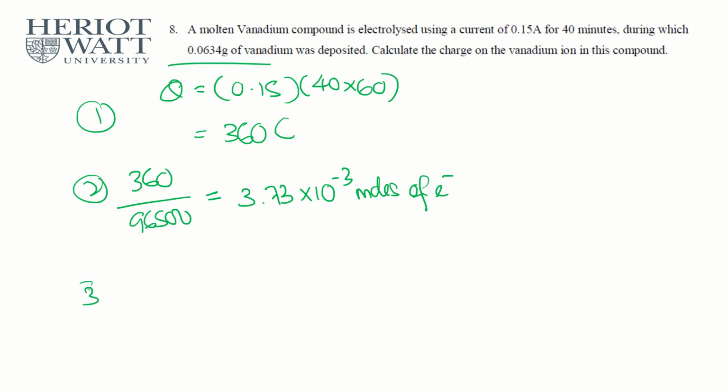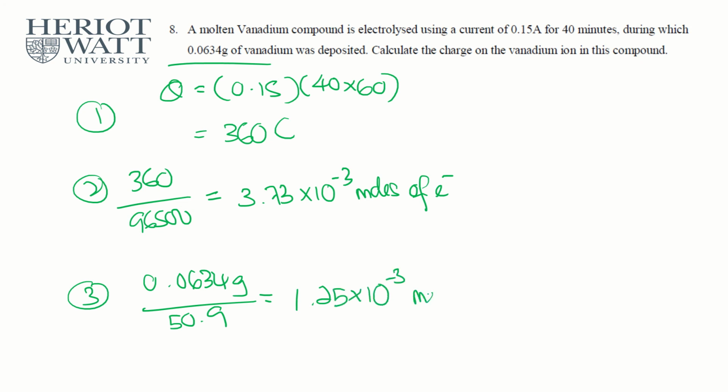Calculate the mole. 0.0634. We need to know the mole of vanadium: grams divided by the molar mass of vanadium, which is 50.9. Okay, and you will get the mole of vanadium: 0.0634 divided by 50.9. You get 1.25 times 10 to the power negative 3 moles of vanadium. Okay, V. Now, I have the mole of vanadium, I have the mole of electrons.